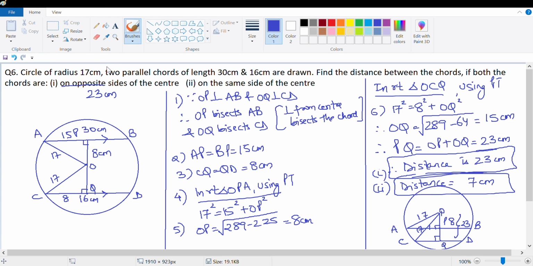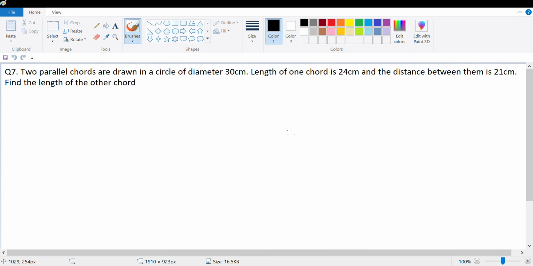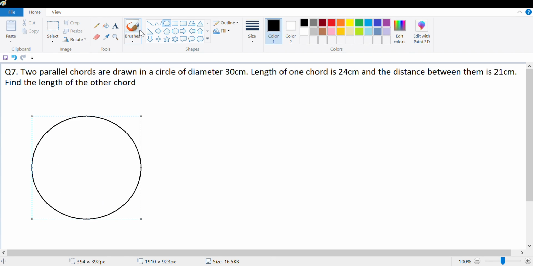The next question that we do is question number 7. It says two parallel chords are drawn in a circle of diameter 30 centimeter. So if 30 centimeter is the diameter, then the radius is, yes, 15 centimeters. So let me just draw a rough diagram. So this is my circle. Two parallel chords are drawn. Let me mark the center.